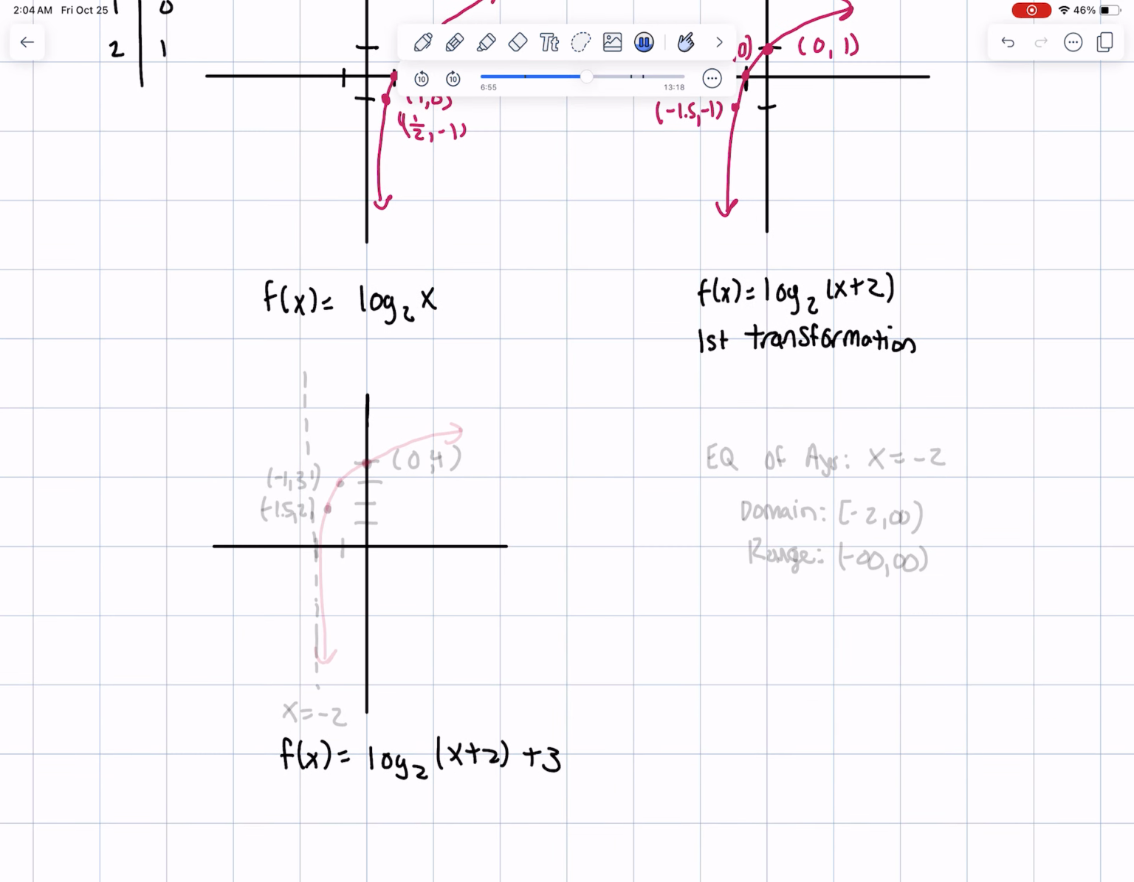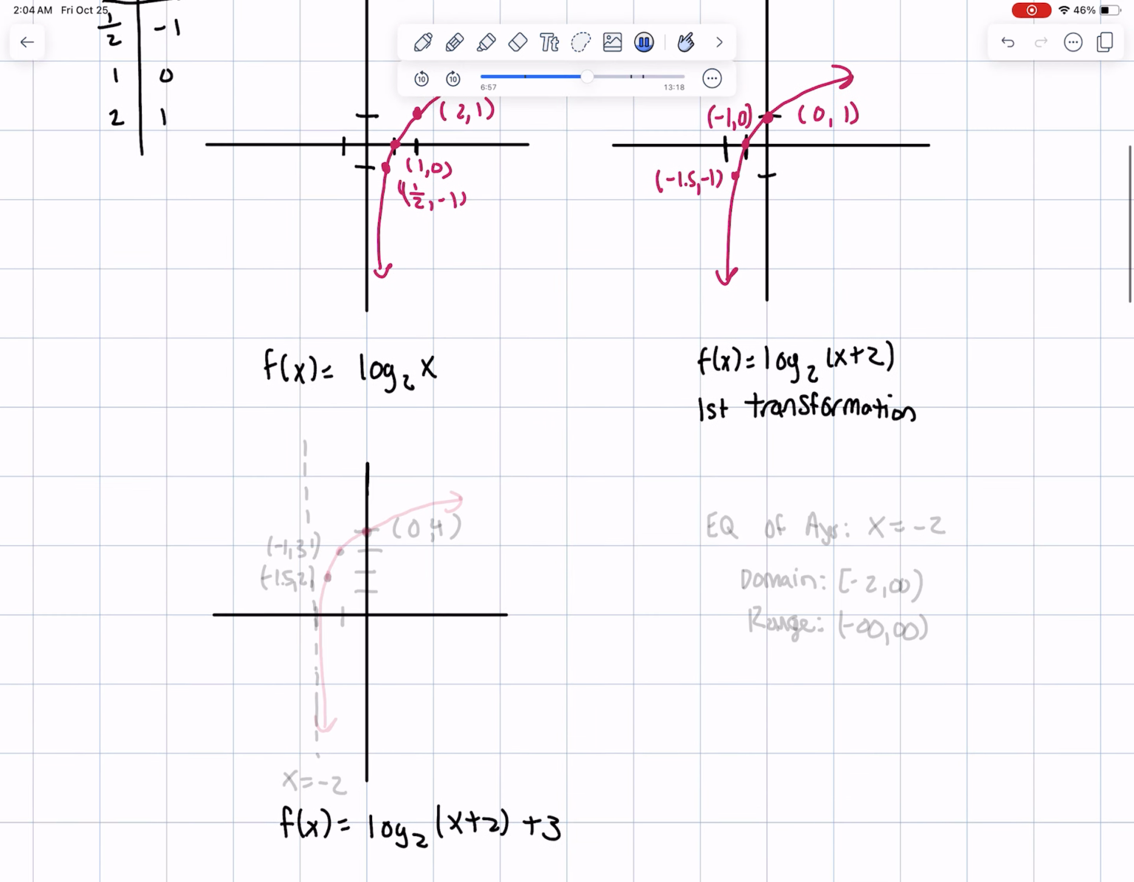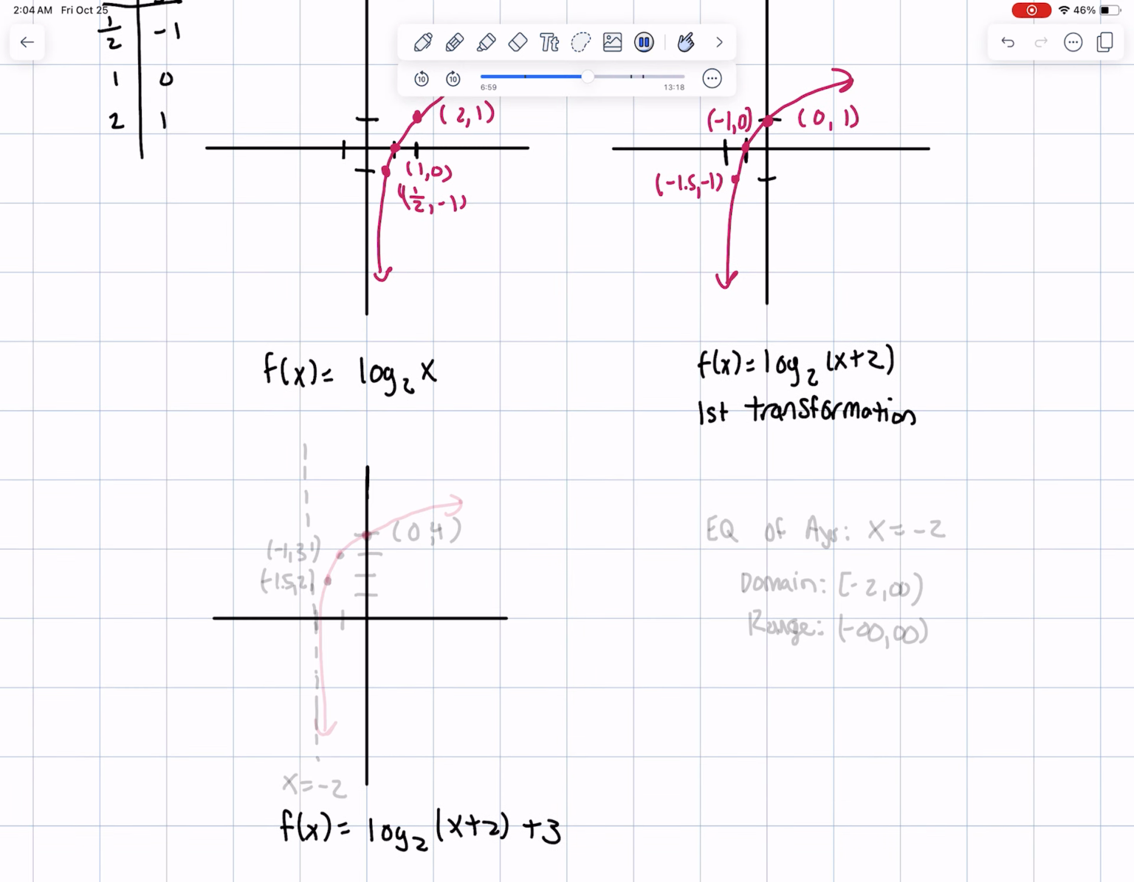So if I look at my first point, I'm going to do the negative 1, 0. So if we're going up 3, if it's on 0 right now, it's going to want to go to 3 then. And make sure it stays on the negative 1. So now it's negative 1, 3. What about 0, 1?